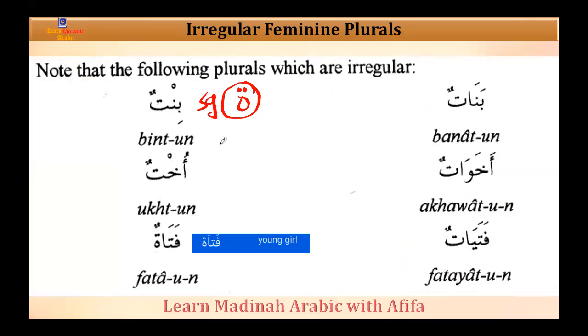Okay, so I would suggest you memorize these vocabs, including the plurals, because they're very commonly used in the language. So fatatun is a young girl, and its plural is fatayatun. So these are spelled a little bit differently than how we have seen the other words.